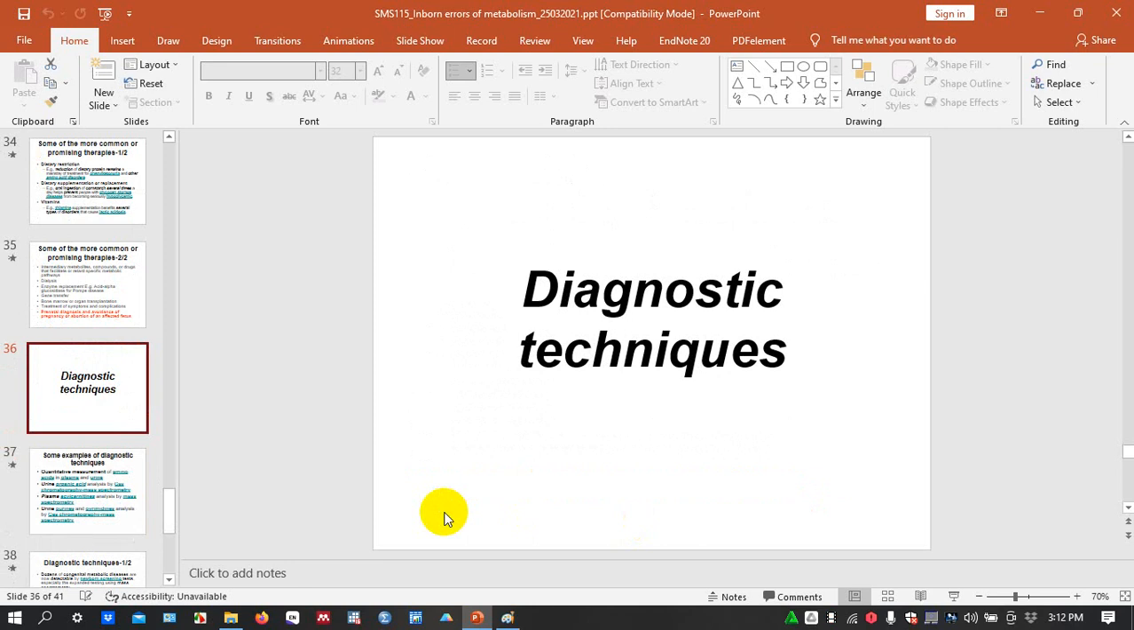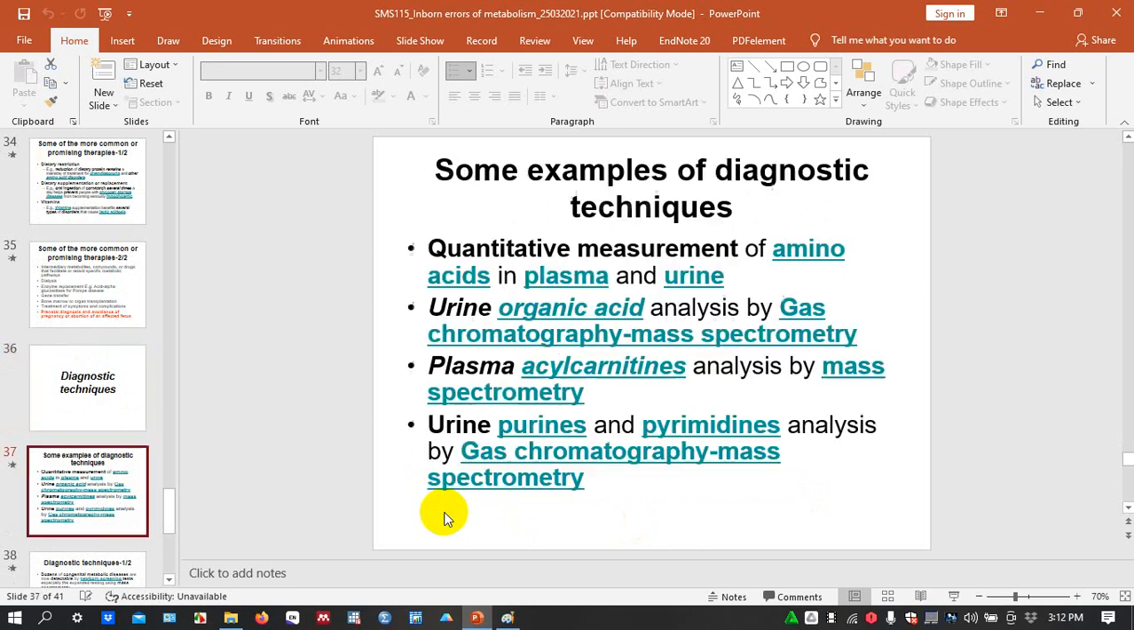How do we diagnose inborn errors of metabolism? One, we have the quantitative measurement of amino acids in plasma and in the urine. I guess you know what plasma is and what serum is. We'll teach you in hematology. The plasma has clotting factors, but serum does not have clotting factors.